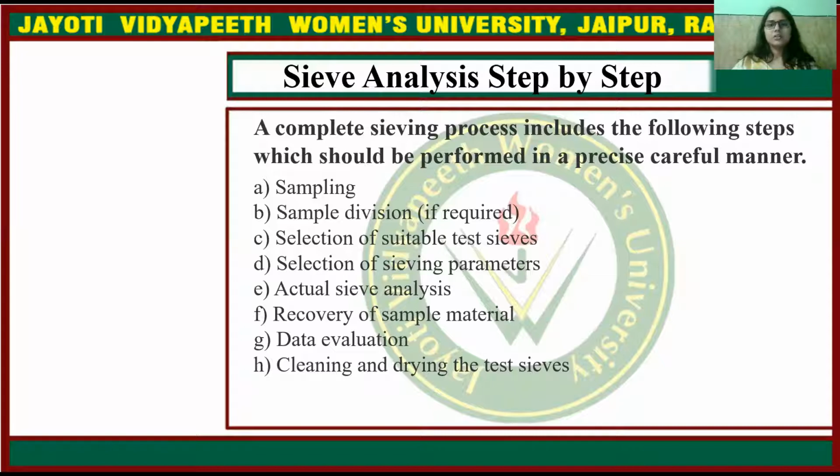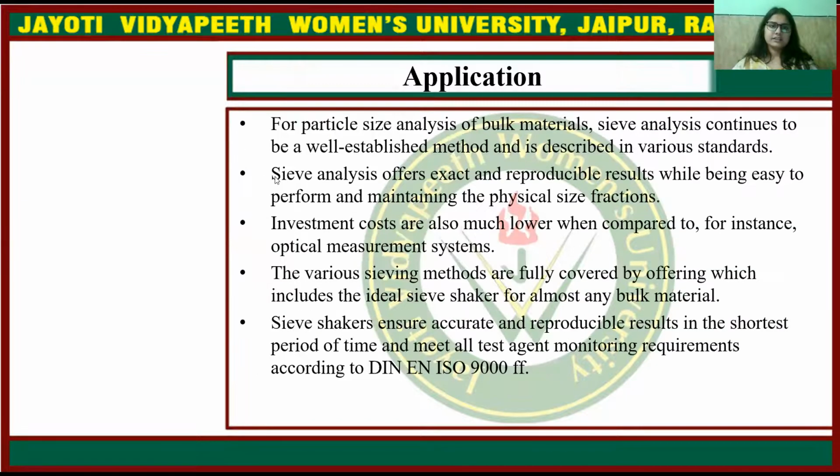A complete sieving process includes the following steps, which should be performed in a precise, careful manner. Number one is sampling, then division of the sample if required. Then selection of suitable test sieves, selection of sieving parameters, actual sieve analysis, recovery of sample material, and data evaluation. The last step is cleaning and drying the test sieves.